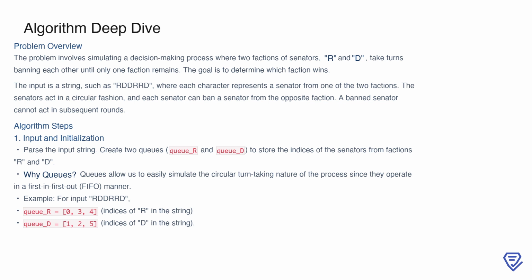To simulate the process, we use two queues, one for each faction. These queues store the indices of the senators in the input string, enabling us to process their turns in the order they appear. For example, given RDDRRD, the indices for radiant are stored in Q_R as 0, 3, 4, and for dire, they are stored in Q_D as 1, 2, 5. Queues are particularly well suited here because their first-in first-out behavior mimics the circular turn-taking required by the problem.